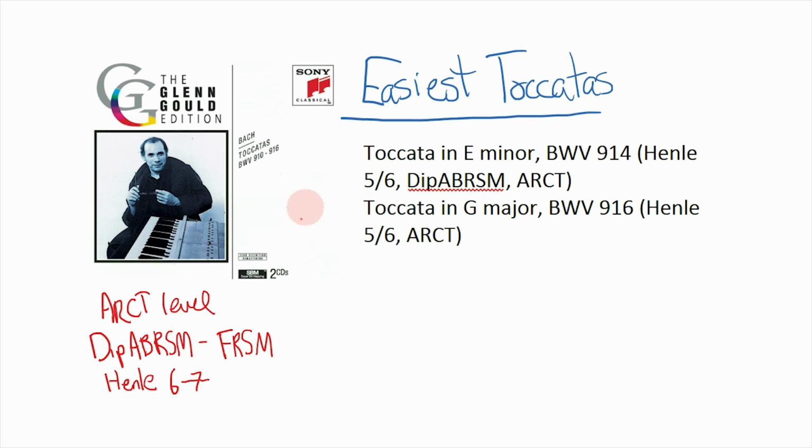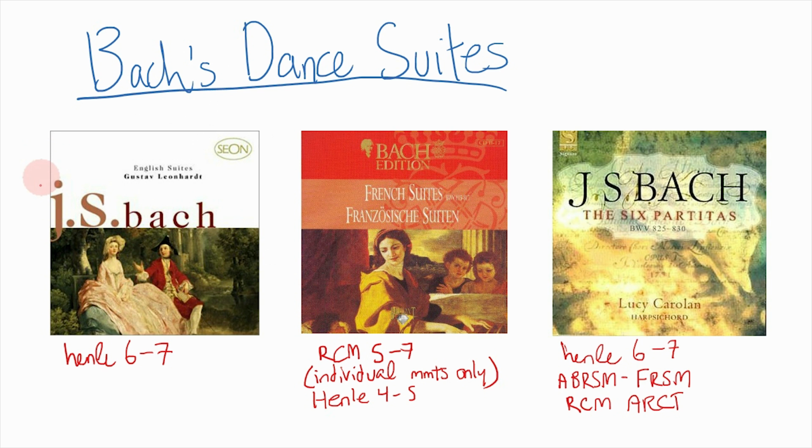So we're officially into the very difficult Bach. These are ARCT level pieces with the RCM. They range in difficulty from the ABRSM to a diploma level. So the Henley system puts them around a level 5 to 6 to 7, and just for perspective, the highest number that Henley has in its system is a 9, so it's really getting up there. So I want to talk about the dance suites, and we're going to lump them all together.